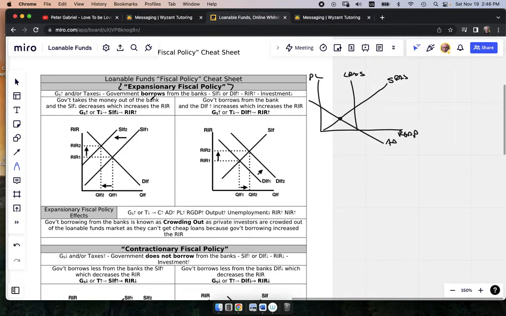We're in a recession, and the government wants to spend money to get us out of this recession. They could also lower taxes. These are going to do the same thing. If they lower taxes, they're taking in less taxes, which means they're probably going to have to spend more money to get us out of this recession. We're going to shorten the understanding here and understand that the government's going to borrow.